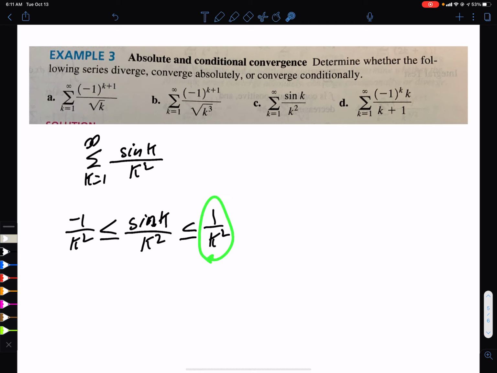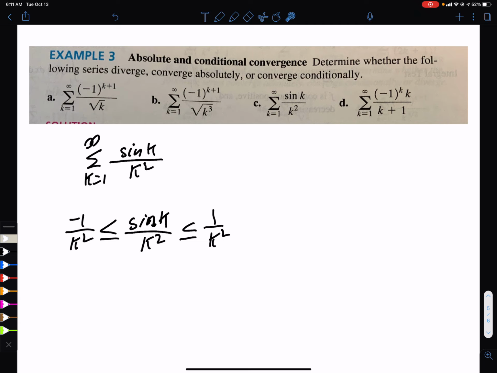All right, so this approaches zero as k goes to infinity, and that approaches zero as k goes to infinity. So these terms are decreasing in magnitude to zero. The top is stuck between negative one and one. The bottom keeps getting bigger and bigger, so it's decreasing magnitude to zero. So we know that this is going to converge. Now hold on a second, because the top might not actually be alternating. It's actually not alternating, because the top doesn't necessarily go from plus to minus. So we can't use the alternating series test for this one.